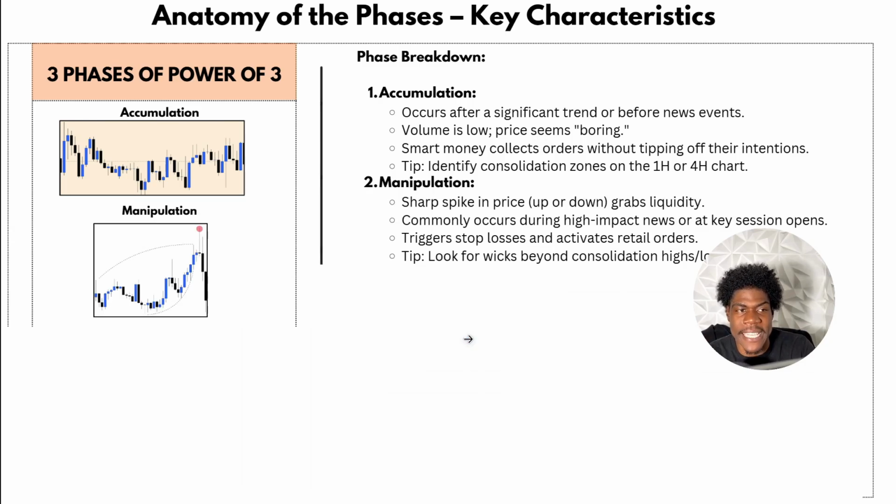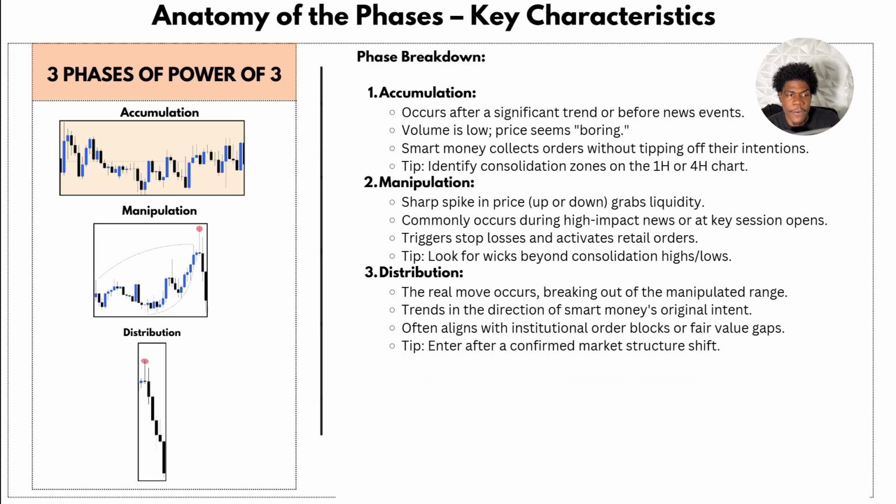Our second phase is our manipulation phase, where we have sharp spikes in price, up or down, grabbing the liquidity. Commonly occurs during high impact news or at key session opens, triggering stop losses and activating retail orders. A key tip is to look for wicks beyond consolidation highs or the consolidation lows. That's how we identify our manipulation.